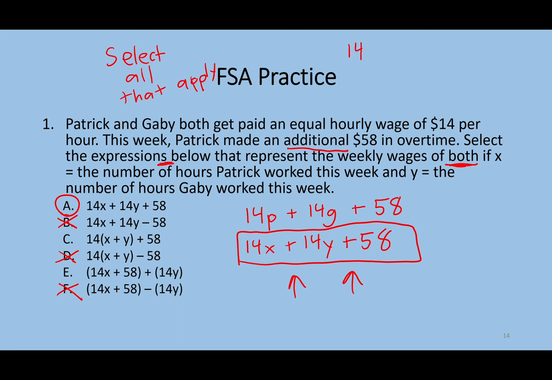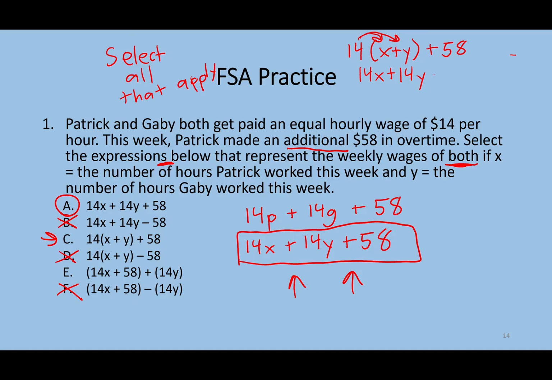I'm working on C now, obviously. 14 times the quantity x plus y, plus 58. Well, 14 times x is 14x. 14 times y is 14y. I didn't distribute anything to my 58, so that stays the same. Look, it looks exactly like what I'm looking for. C is correct. Now let me work on the last one, E. E is the only one I haven't reached a decision on yet, and I need to check all of these to select all that apply.